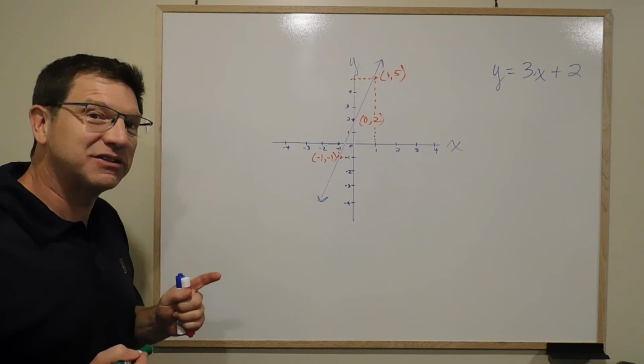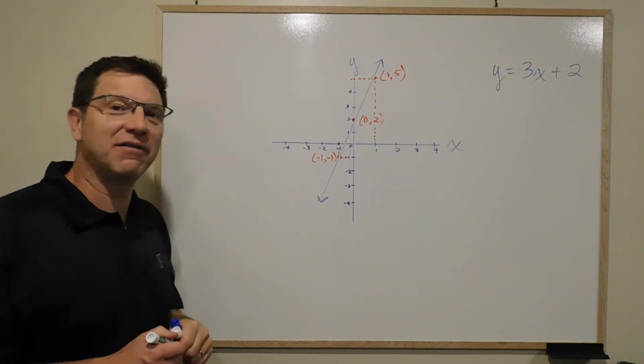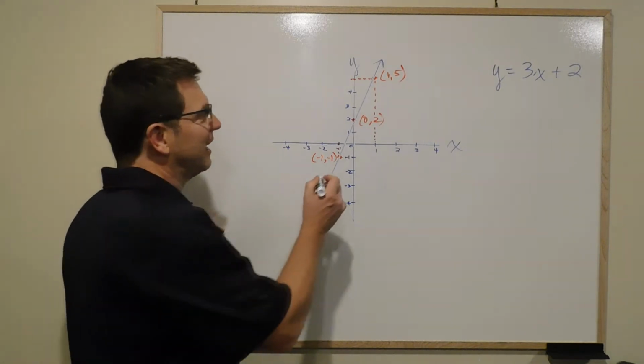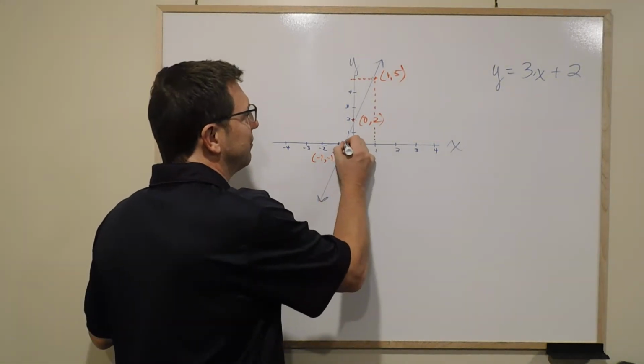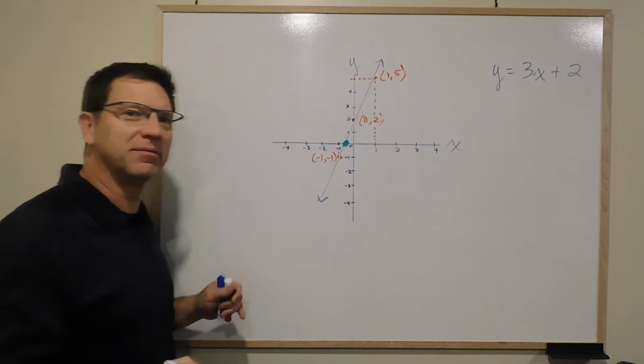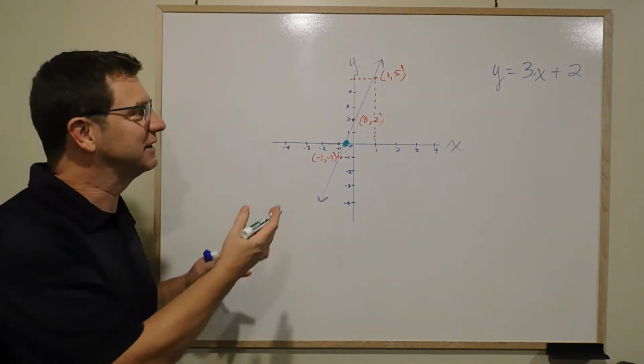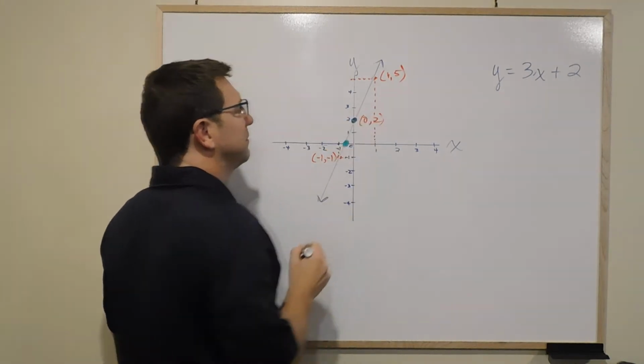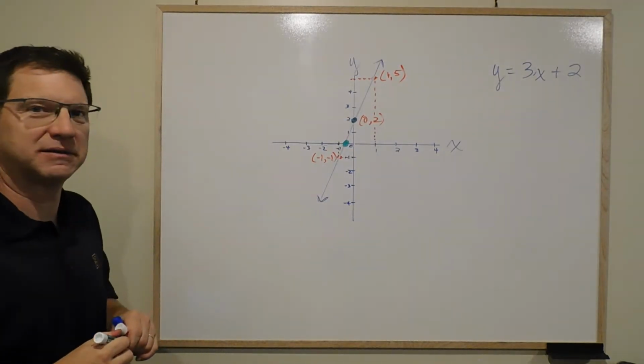So an intercept is where the graph crosses the x-axis and the y-axis. So in this case, the graph crosses the x-axis, and we'll make it really big. You'd never make it that big if you were graphing it, but I want you to see it easily. And where it crosses the y-axis right here, okay? So that's the two places, right?